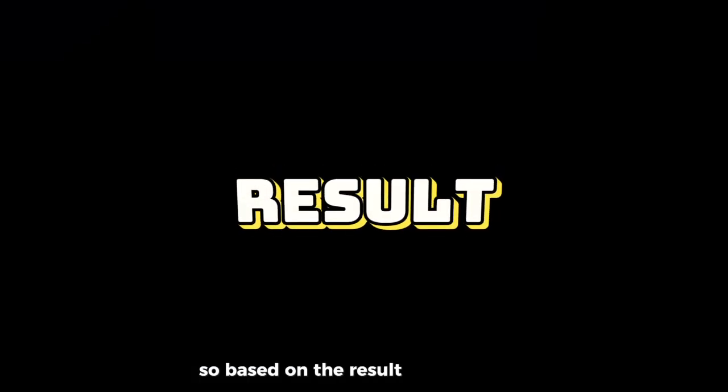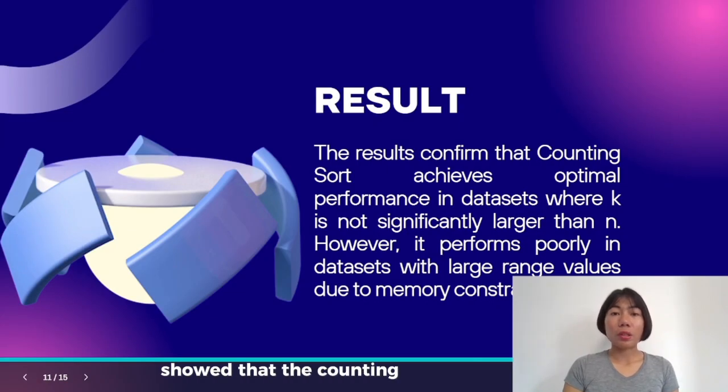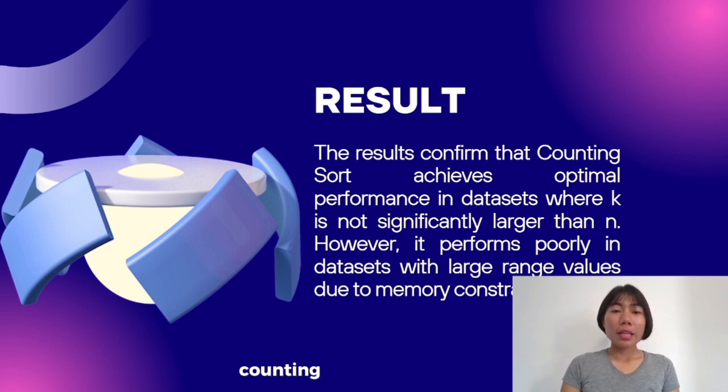So based on the results, it clearly showed that counting sort is highly effective when the range of values, represented by k, is not significantly larger than the number of elements n. However, its performance dropped when faced with datasets containing very large value ranges. Why? Because the algorithm needs to create a count array large enough to span the entire range, which leads to high memory consumption. So in short, counting sort is ideal for sorting a large number of items within a small, predictable range, but it's not the best choice when memory efficiency is a concern.